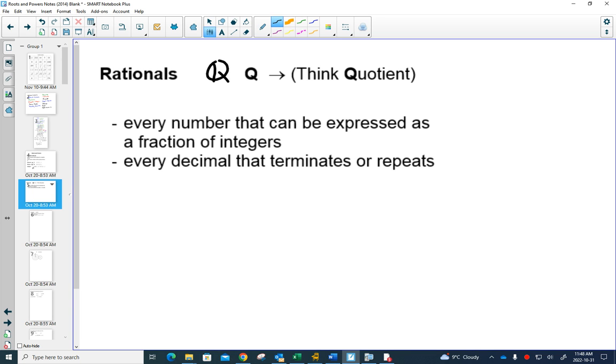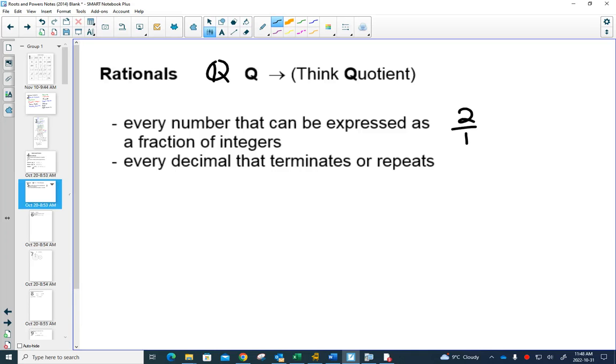Q is the symbol for rational numbers. Those are any numbers that can be represented as a fraction. So the number 2 is a rational number because you could write the number 2 as 2 over 1. Q with an extra line. All of these have the extra line symbol built into them. And every decimal that ends or repeats can be written as a fraction.